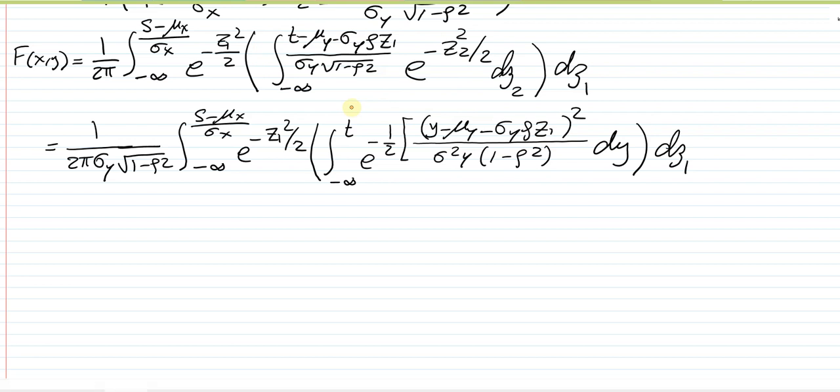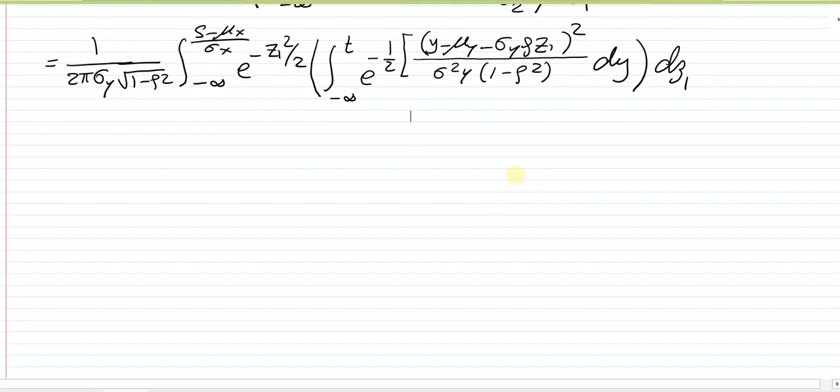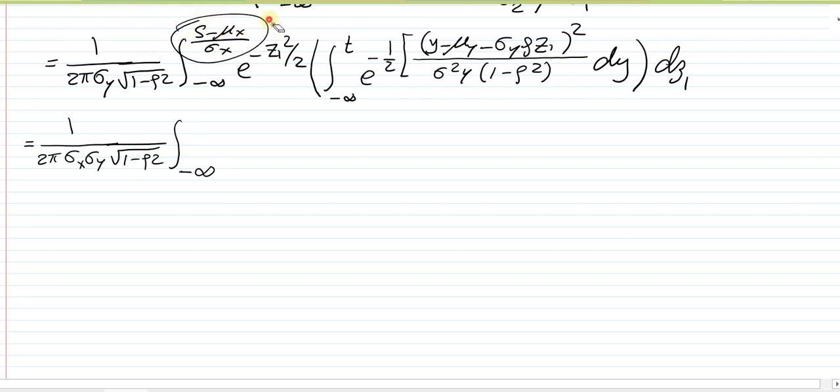Okay, now what we need to do next is, this is kind of a little messy, confusing. I'm just going to go ahead and write this. I still have the fraction in the front, 1 over 2 pi, and this time I'm going to bring sigma x also, sigma y squared root of 1 minus rho squared, and I'll show you where that's coming from. I'm going to do the same thing that I did with the upper limit here. We're going to change the variables from z1 to x. So that's going to be negative infinity to s, and then negative infinity to t.